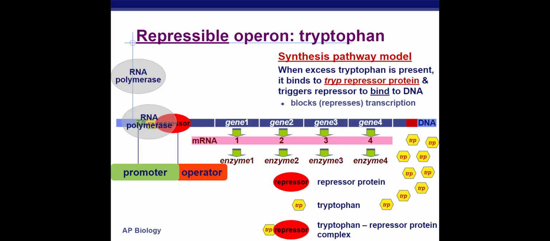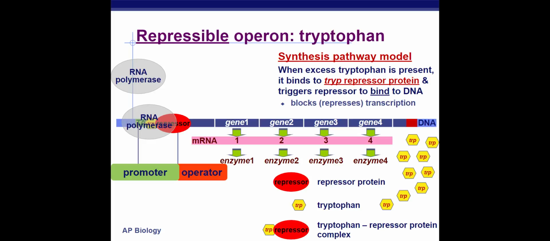So typically, this is turned on. We're making tryptophan. Tryptophan is absolutely required. It's one of the 20 required amino acids. So typically the prokaryote is just making those enzymes and making tryptophan. However, sometimes we've made plenty. It's done its job, it's making all the proteins that are needed, and we have this excess buildup of tryptophan.